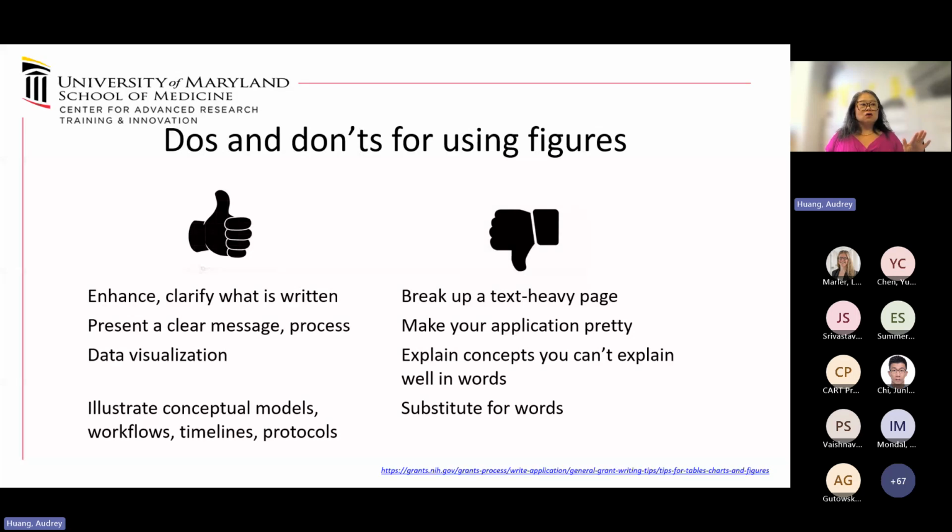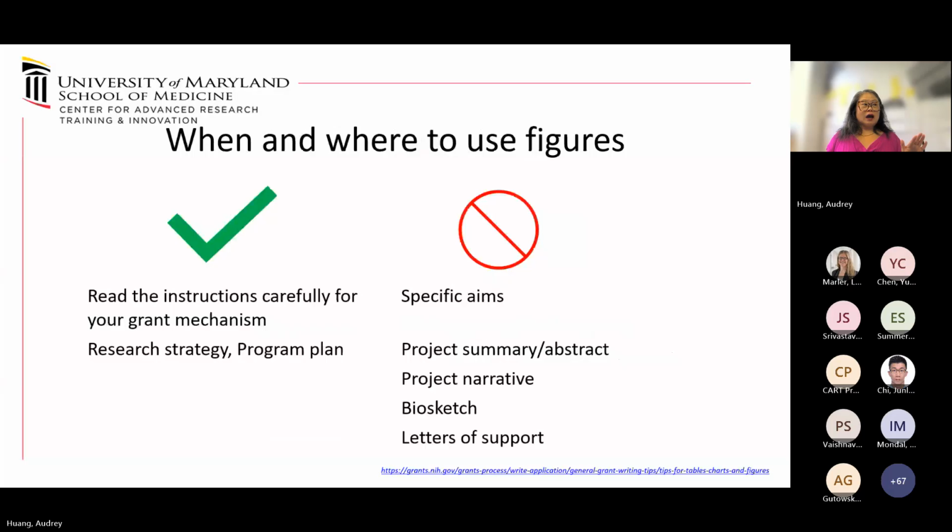So when and where to use them, read the instructions very carefully. There are many places in a grant proposal where figures are absolutely not allowed. They're not allowed in the specific aims at all. Don't do it. They're not allowed in the project summary abstract. That's the 30 lines that everybody always writes too long. The last few lines get truncated. That gets posted on NIH RePORTER. A figure will just mess up the whole thing and they won't be able to post your thing.